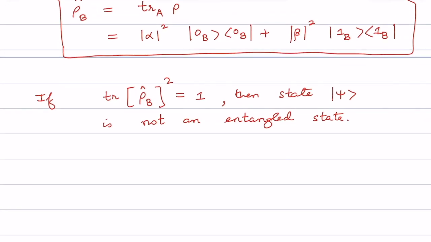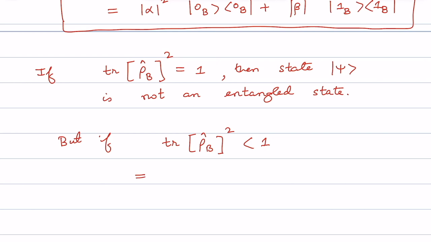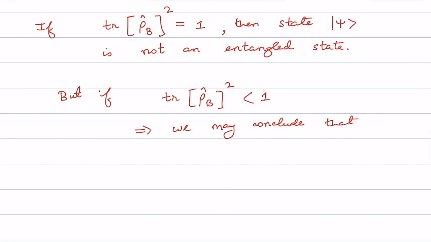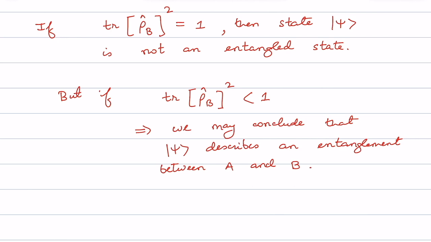So if trace rho B square is less than 1, we may conclude that the state psi describes an entanglement between A and B. So you can either find out trace of rho B square or trace of rho A square.